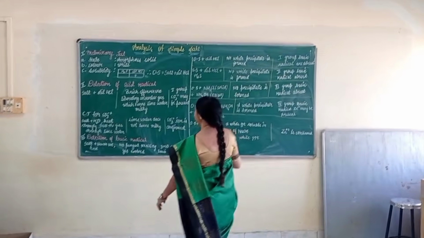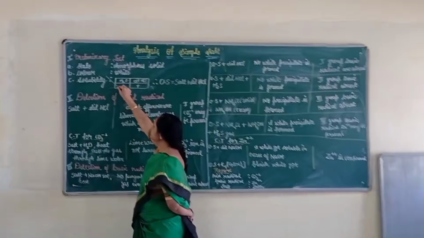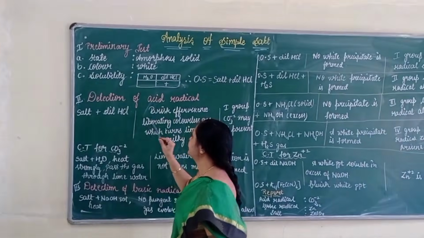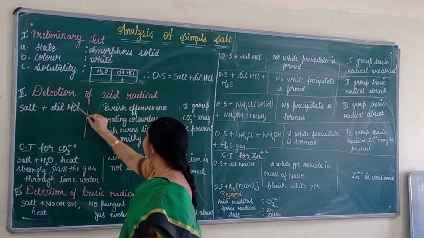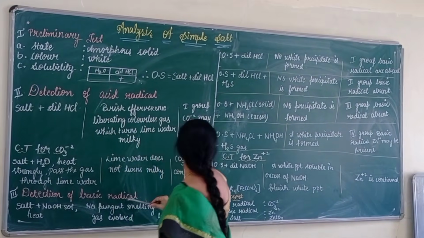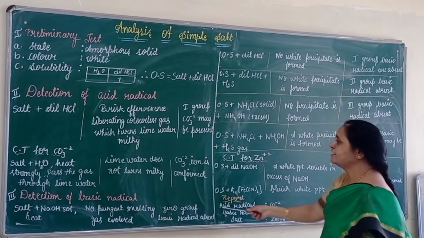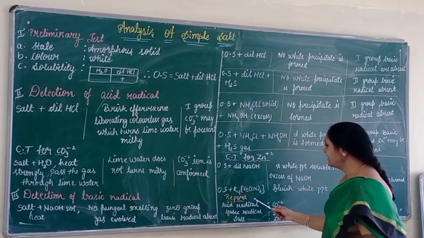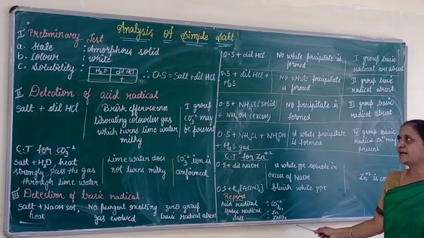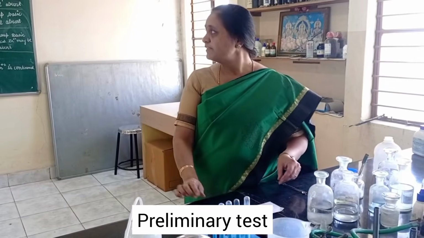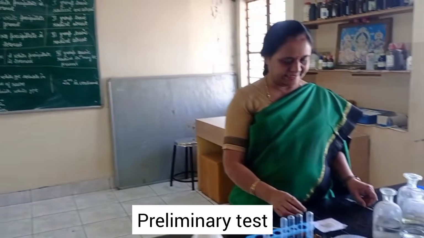Analysis of simple salt is done in 3 steps. First is preliminary test. Second is detection of acid radical. Third step is detection of basic radical. And finally we have to report the salt. See here. First step is preliminary test.